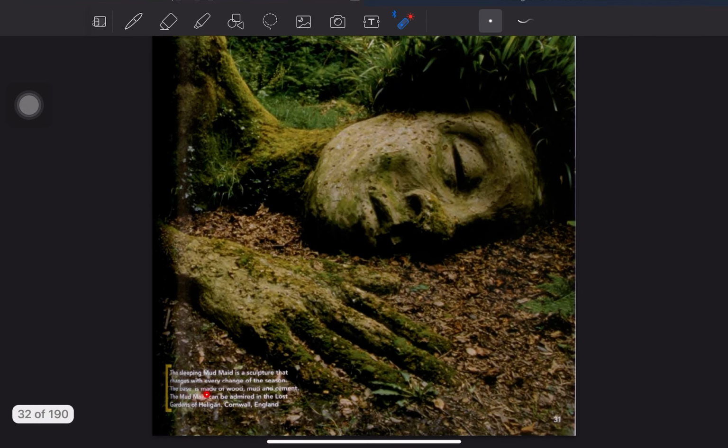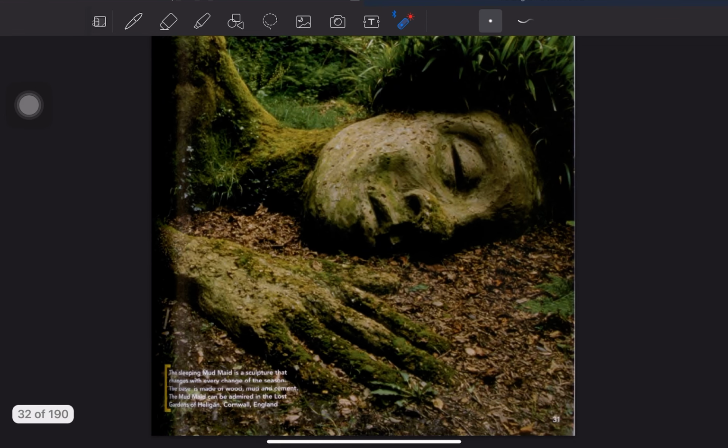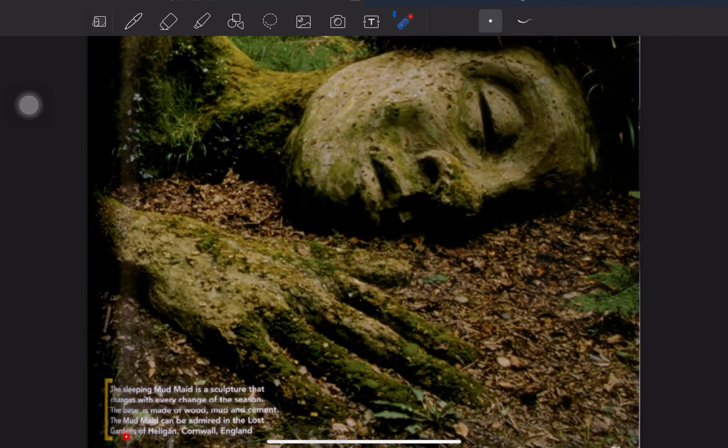The base is made of wood. Mud is lumpur and cement. The Mud Maid can be admired in the Lost Gardens of Heligan, Cornwall, England. So later on when COVID is gone, maybe if you go to England, you can visit this place and take a look at this sculpture, the Mud Maid.